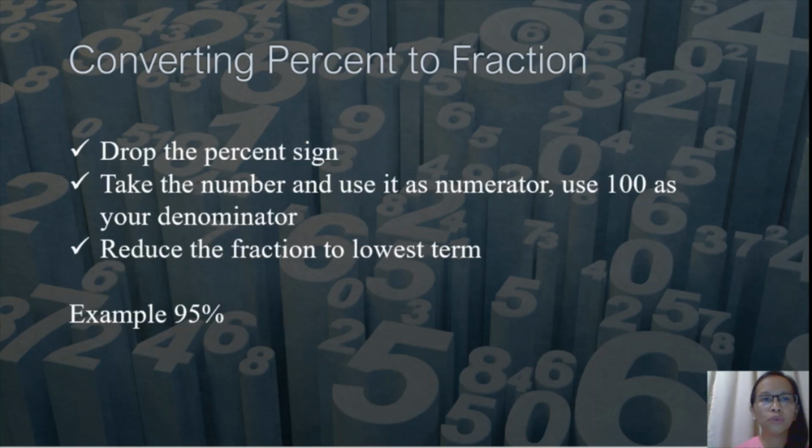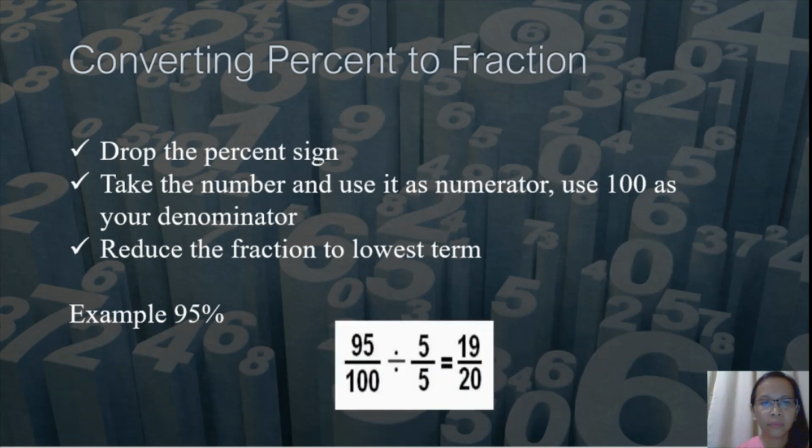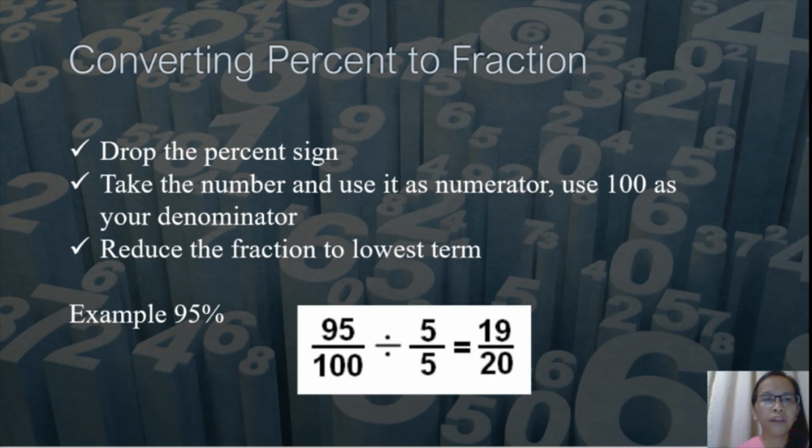Converting percent to fraction. We drop the percent sign. Next, take the number and use it as the numerator. Always use 100 as your denominator. Say for example 95%. We drop the percent sign, so 95 is the numerator and 100 is our denominator. So the fraction is 95 over 100.